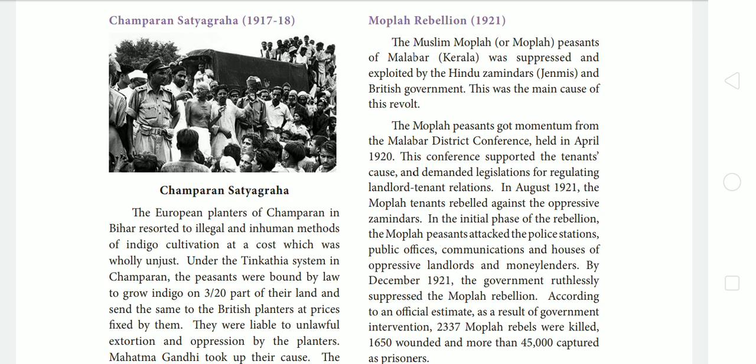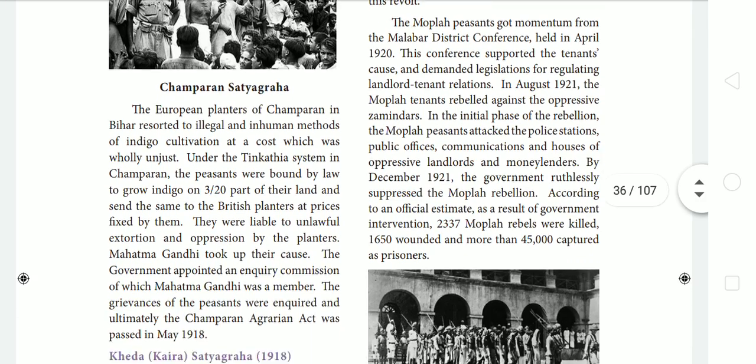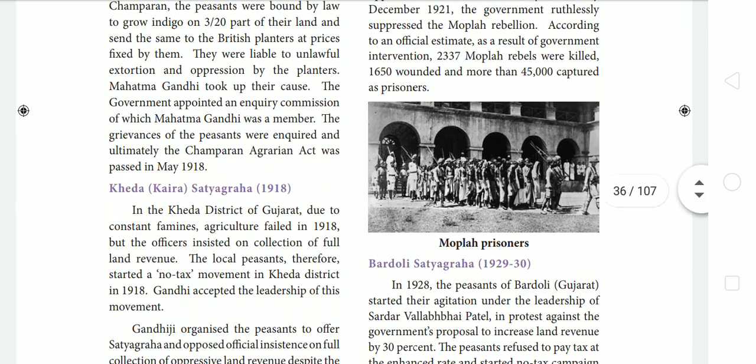So according to the estimation, during this Mapla rebellion, 2,337 Mapla rebels were killed and 1,650 were wounded and more than 45,000 were captured as prisoners during the rebellion. So you can see the picture of the Mapla rebellion.